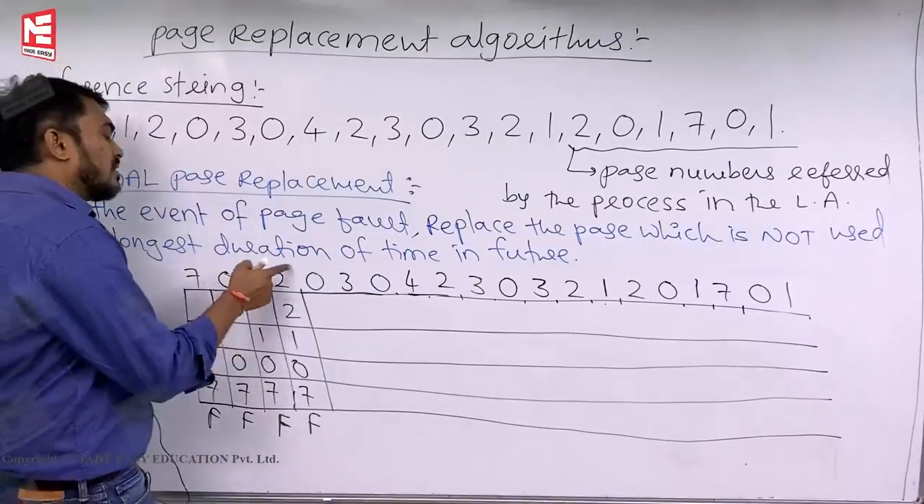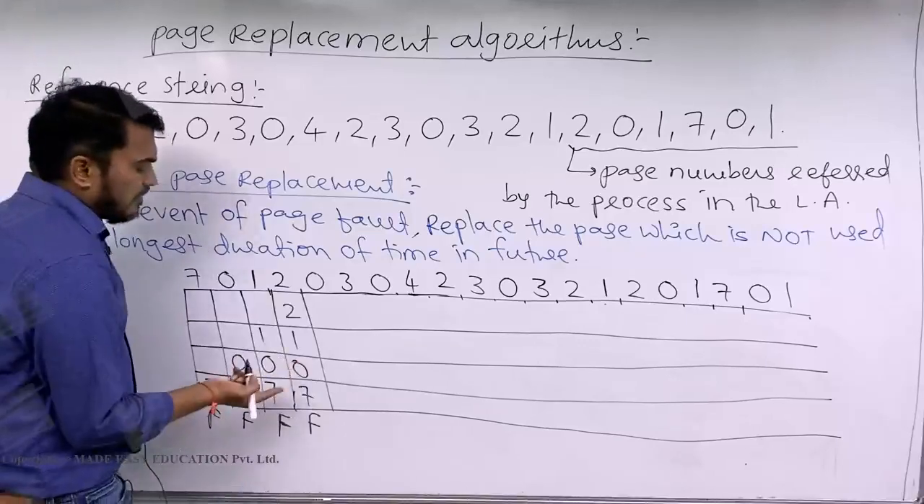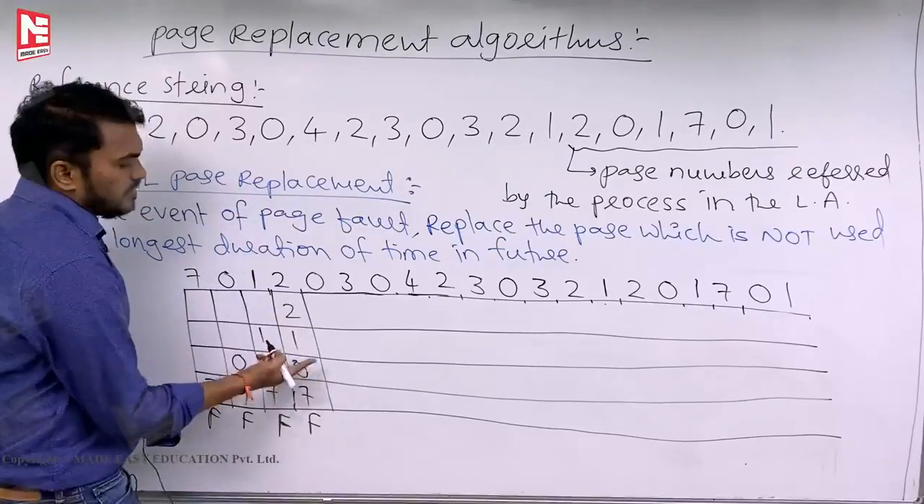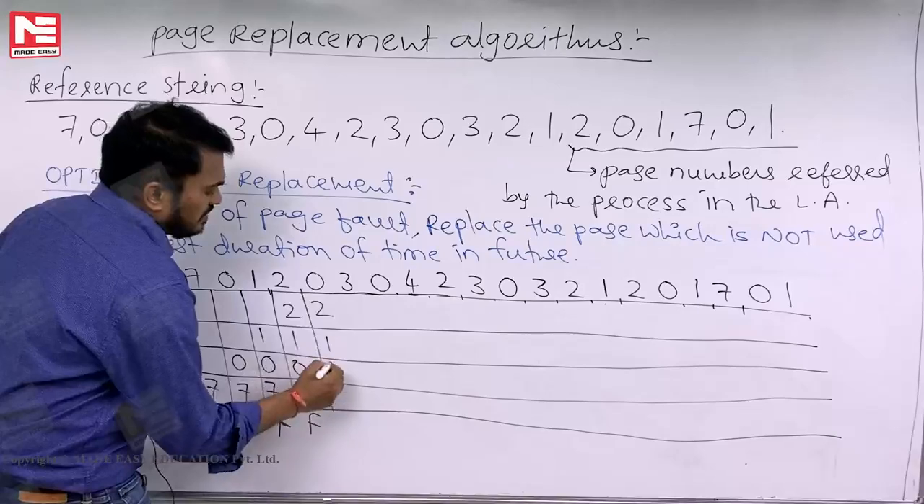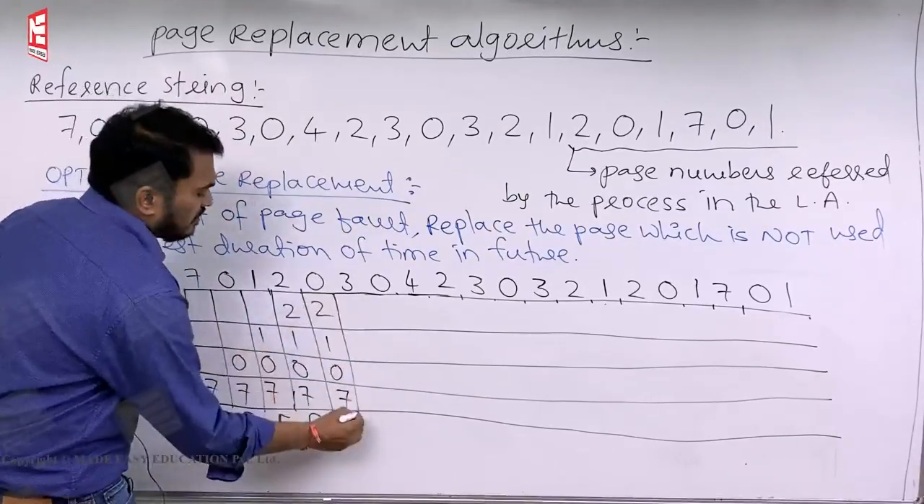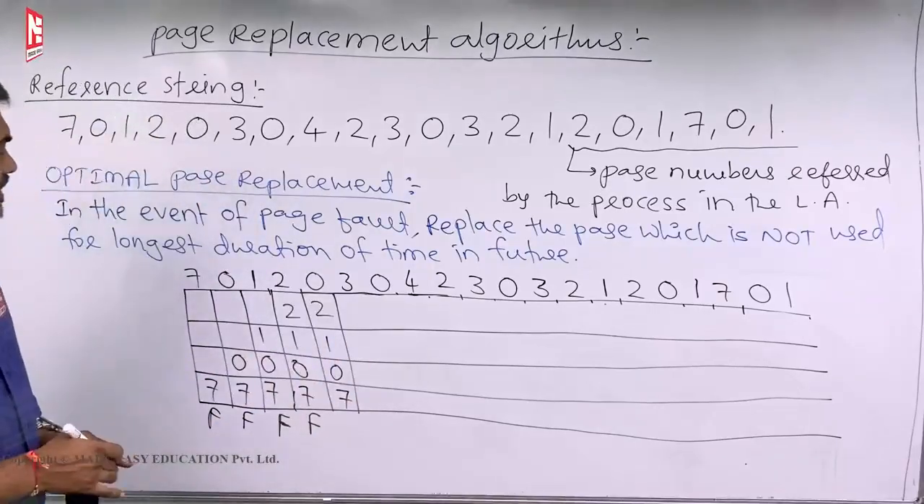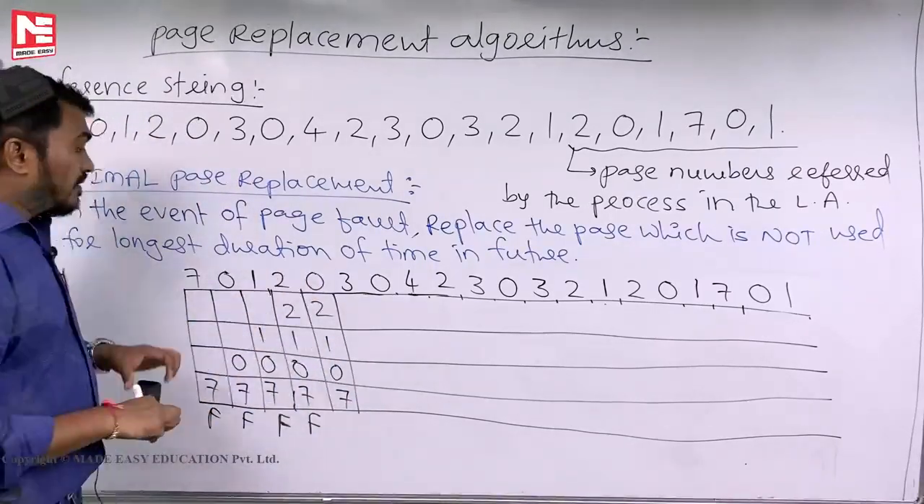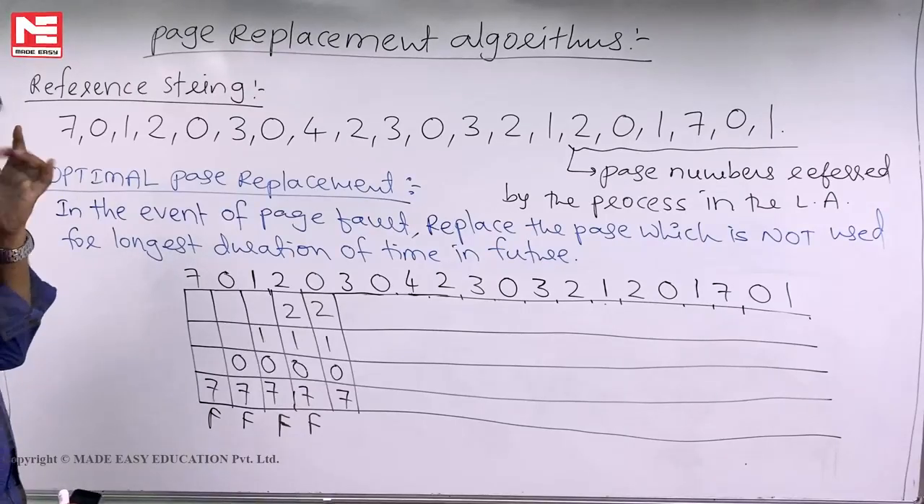Now listen here, 0 is available here, they have 7, 0, 1, 2, so 0 is available, so just copy as it is, so that is not a page fault. So 7, 0, 1, 2 copied as it is, that is not a page fault. F nahi likhna hai, that is not a page fault. And next, tell me now, next is what here? 3, thoda soch ke batao अच्छे से.